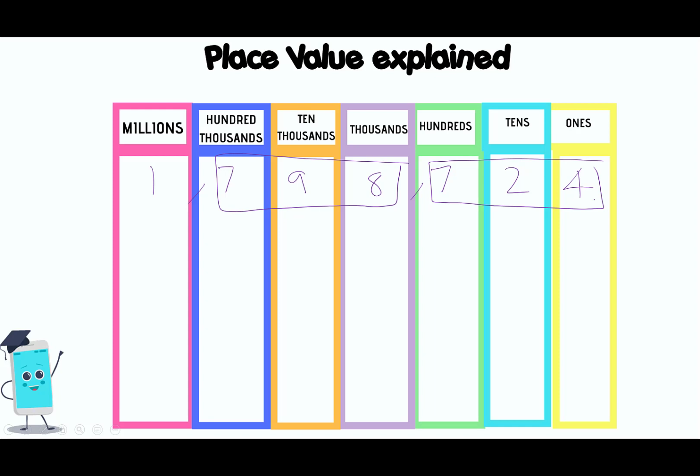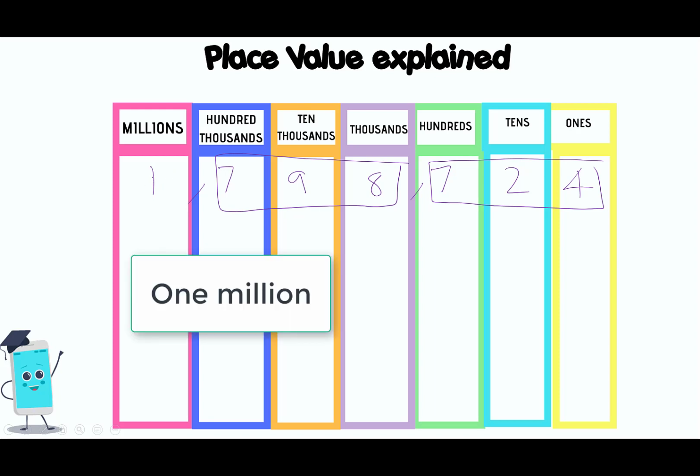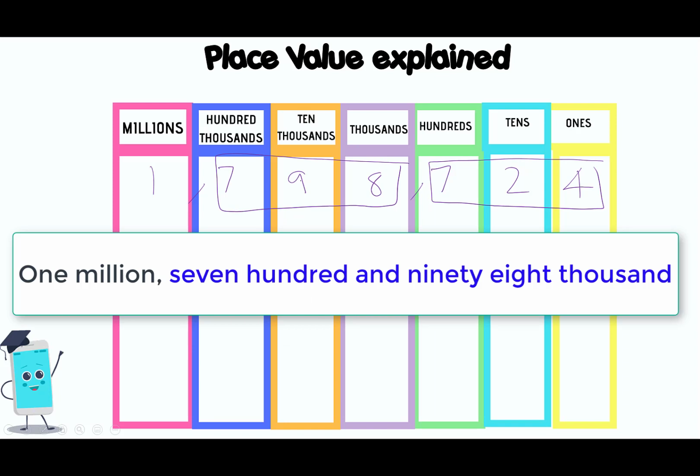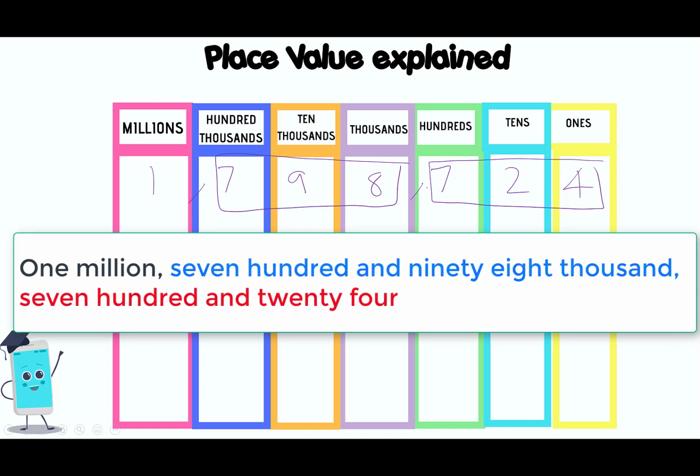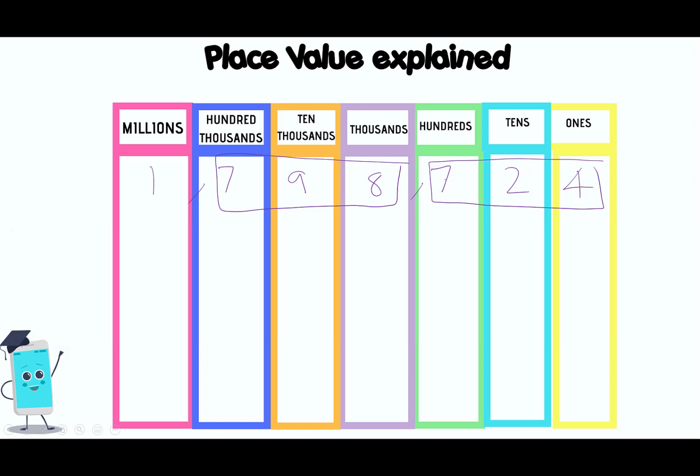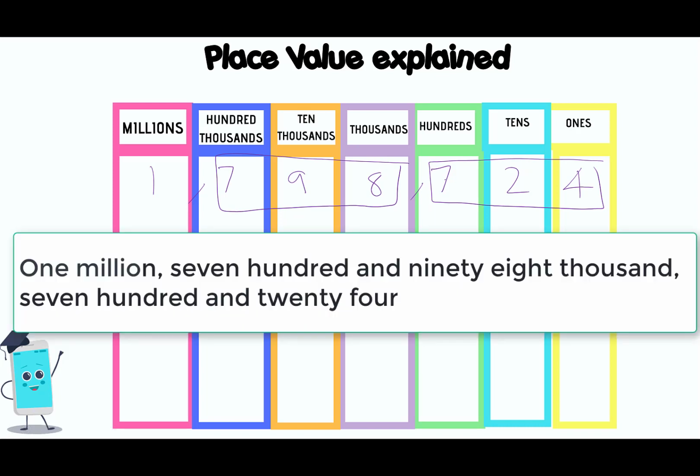So when I came to writing it out, I would think about the value of each digit starting at the beginning. So I could write out 1 million, as my 1 is in my million section. I write out the number of the next 3 digits, 798,000, because they're in the thousand section, and 724. And that's how I would write my digits into words. Write the number as a word.